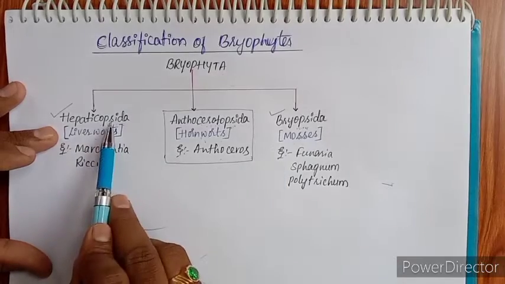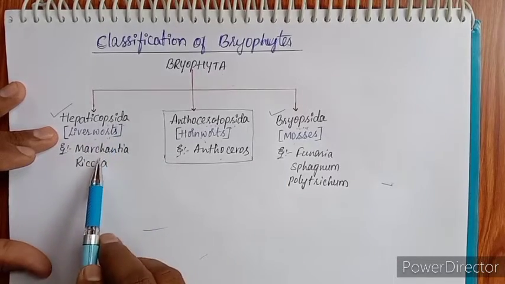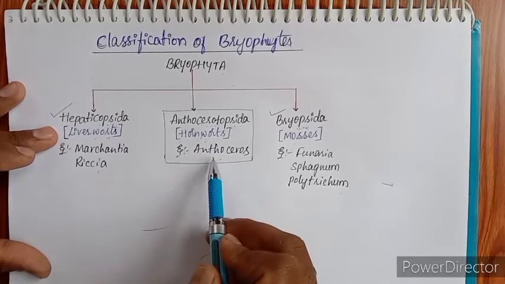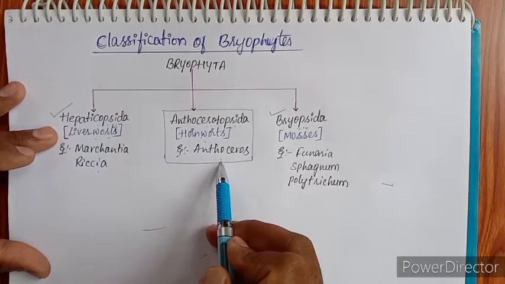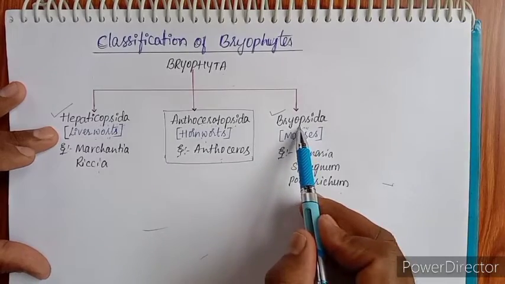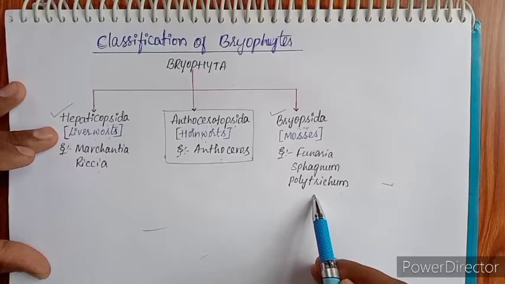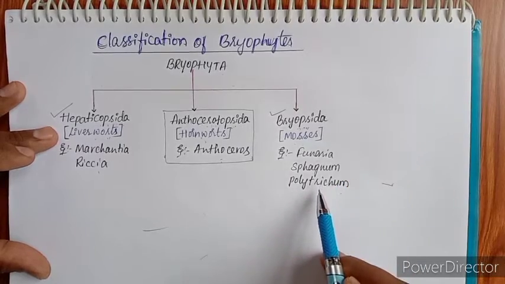Examples for Hepaticopsida are Marchantia and Riccia. There are many, but in our curriculum they mention only two. An example for Anthoceratopsida is Anthoceros. And examples for Bryopsida are Funaria, Sphagnum and Polytrichum. They are the three important ones.